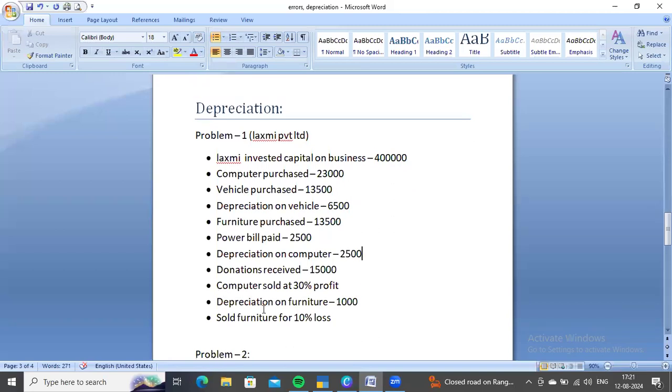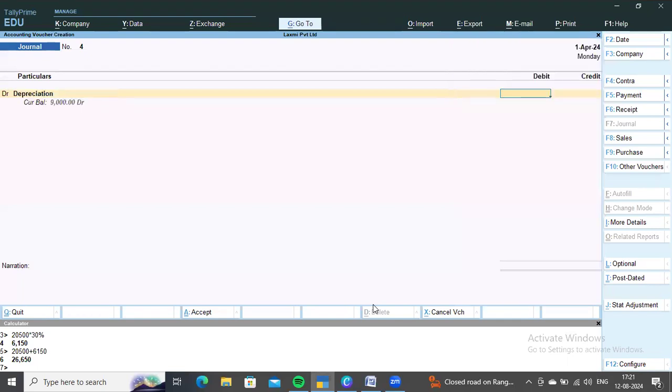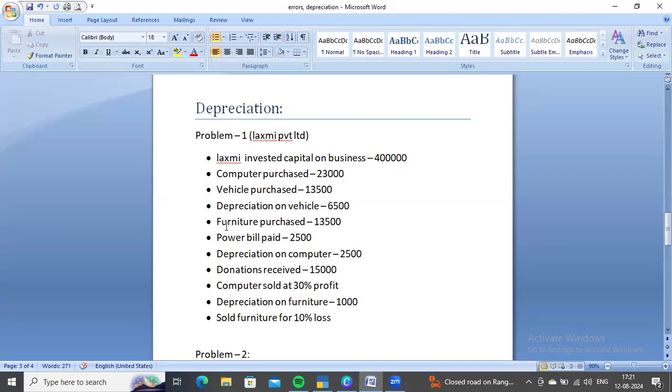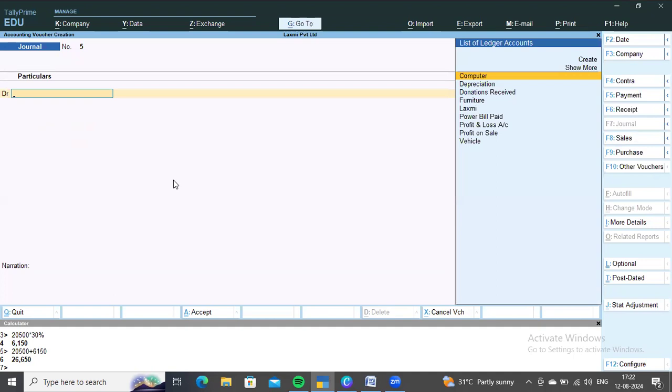And next transaction is depreciation of furniture. Yes, it comes under general voucher only. Depreciation account debit, how much? 1,000 rupees, and credit furniture account. Here see, the original value of furniture that we had purchased is 13,500. After providing 1,000 rupees as depreciation on furniture, the value of the furniture comes to 12,500, meaning it reduced by 1,000 rupees. It is nothing but decrease in value of asset. Okay? Then press Ctrl A.